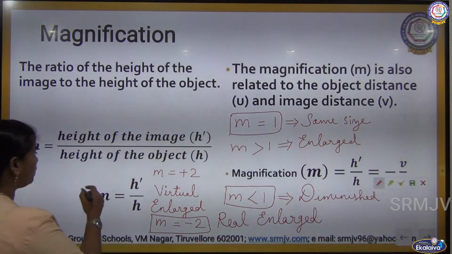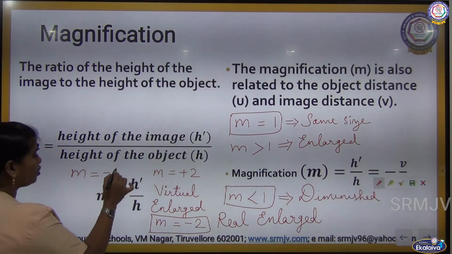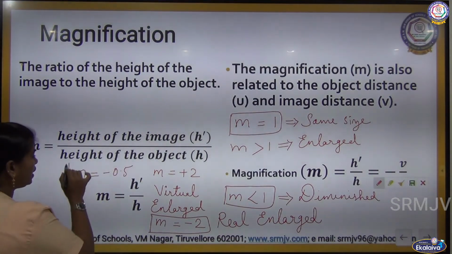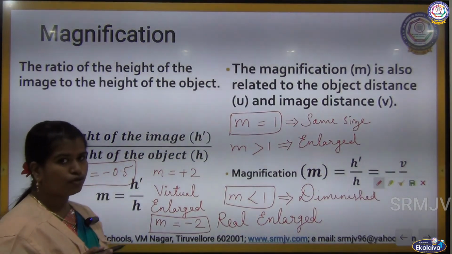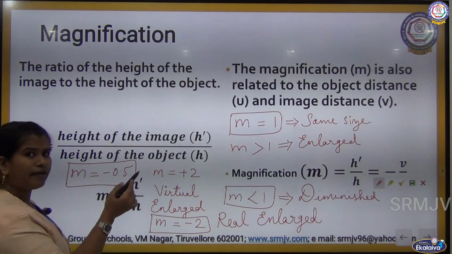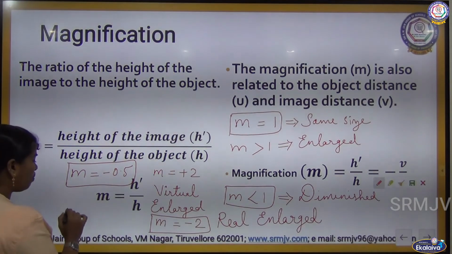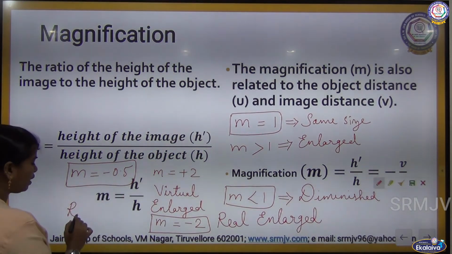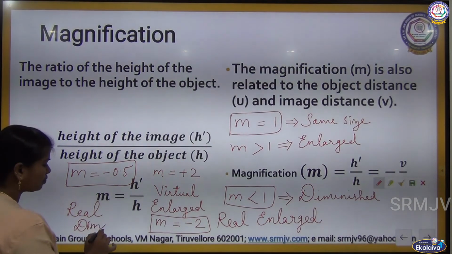Let me ask you one more question. If m is equal to minus 0.5, what does it indicate? Can you guess and tell me? Yes, of course, you are right. Minus indicates the real image and 0.5 is less than 1, so it is a diminished image. So minus 0.5 means it is a real and diminished image.